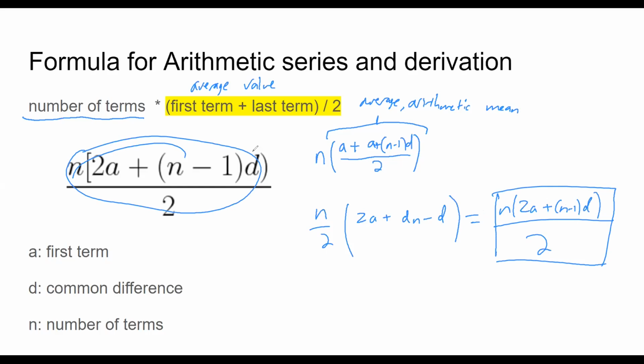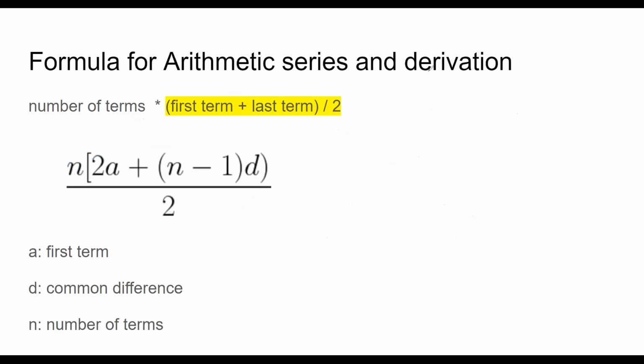I actually have never memorized this because intuitively it just makes sense to find the first term plus the last term divided by 2 and then multiply by n. So as long as you understand this process, you multiply the first term and last term added, divided by 2, by n.